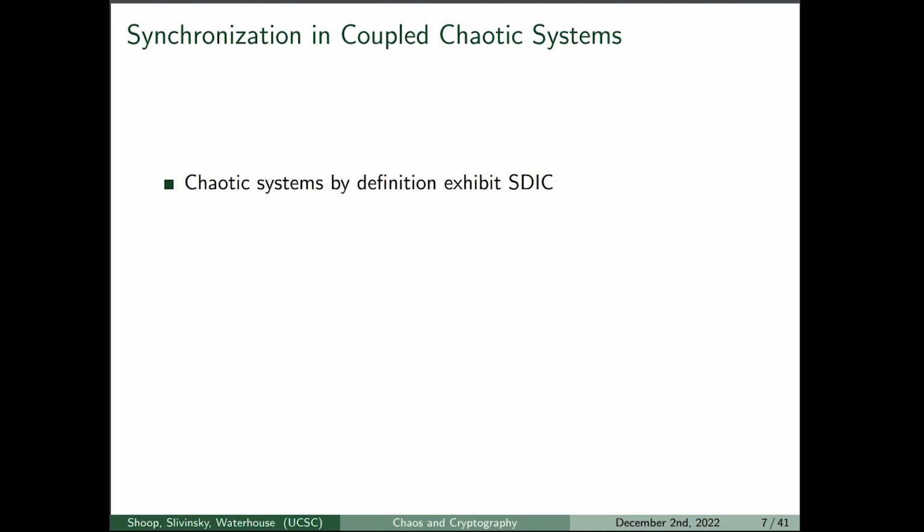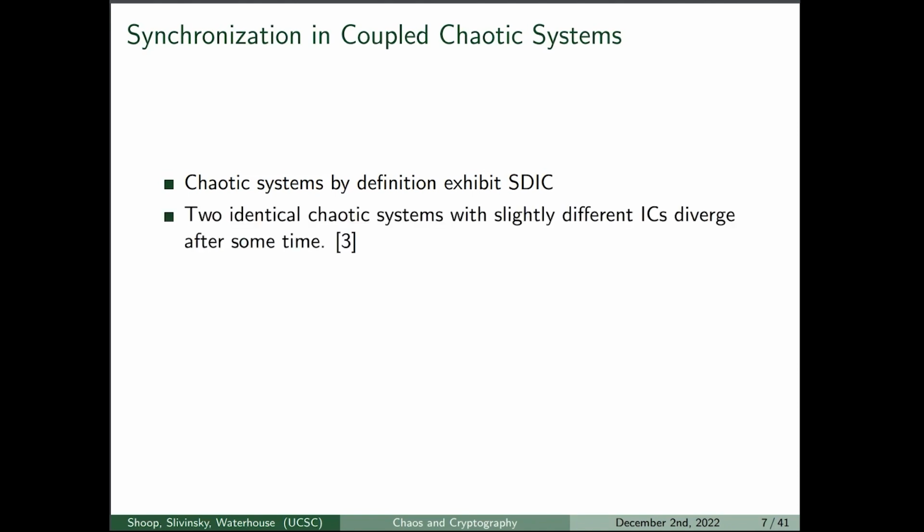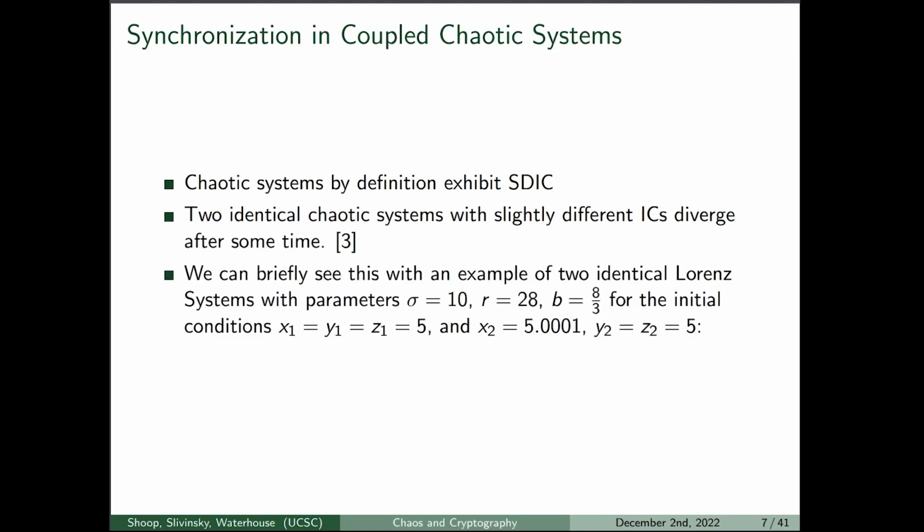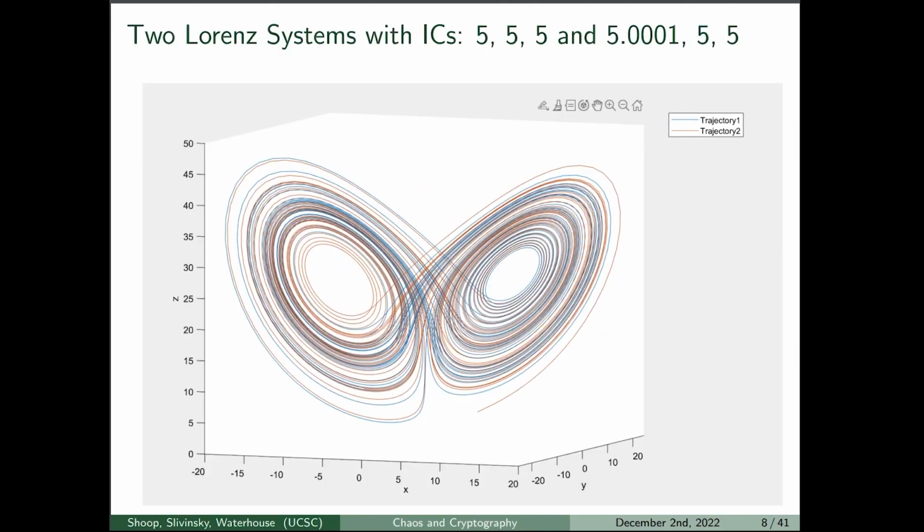So chaotic systems by definition exhibit sensitive dependence on initial conditions, where if you have two chaotic systems with different initial conditions, the solutions of those systems will diverge after some time. And we can briefly see this with an example of two identical Lorenz systems, where we set the initial conditions for all of the variables equal to 5, except for the x component of the second system, which we set to 5.0001.